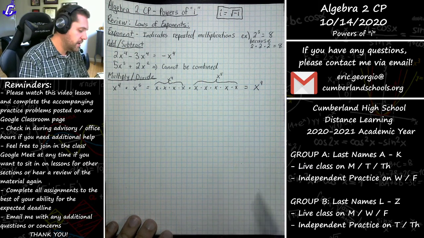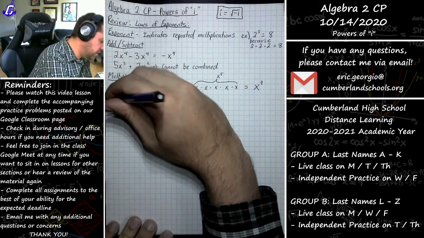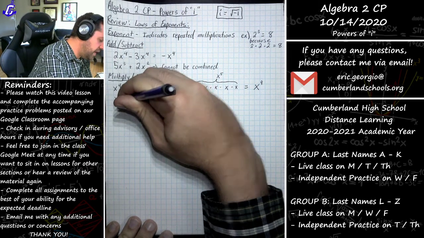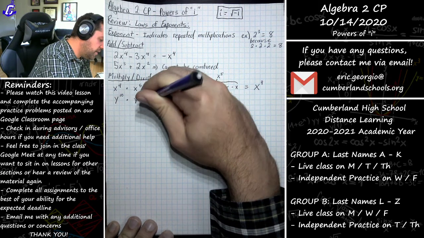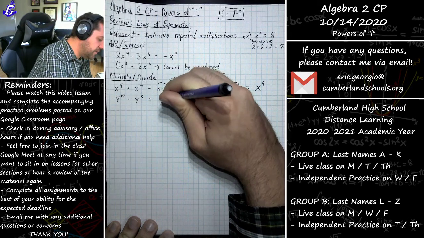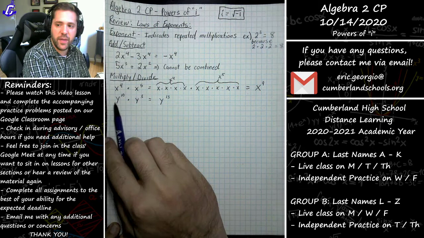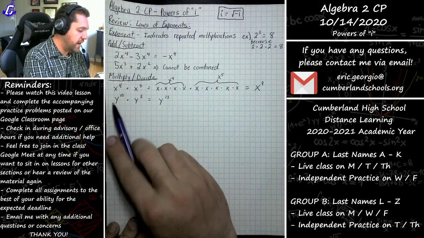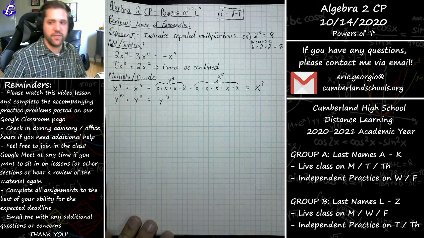Okie doke. So another example, just to show you, if I had y to the 10th times y to the third, that would be equal to y to the 13th. Because this would be 10 y's all being multiplied together, and this would be 3 y's being multiplied together. So in total, you would have 10 plus 3 of them, and 13 of them.